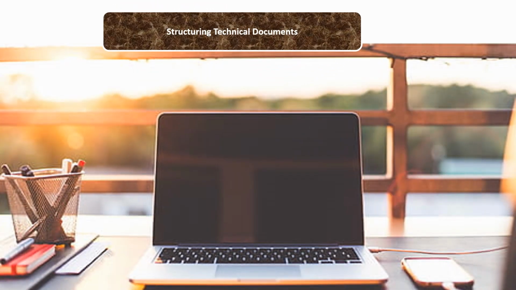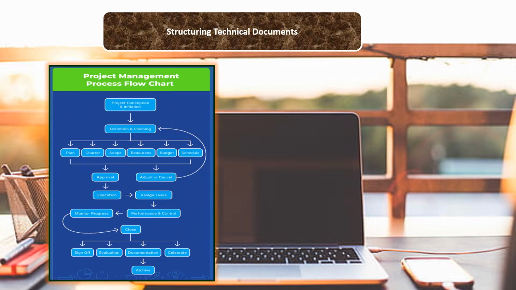Now we are going to learn how to structure a technical document. This is a diagram of a project management flowchart. You see, first of all we have to do planning, project conception and initiation. If some project has come in, we have to develop a complete plan for how to develop it, which responsibility is going to be assigned to our team, what information is required, and what resources are required.